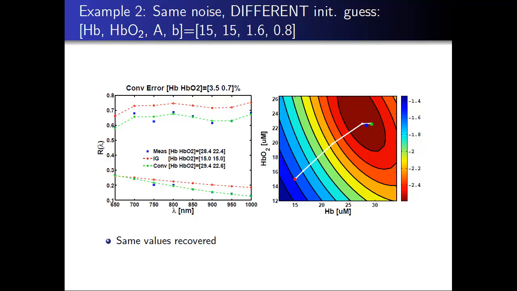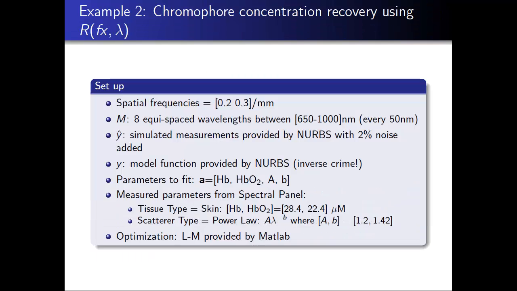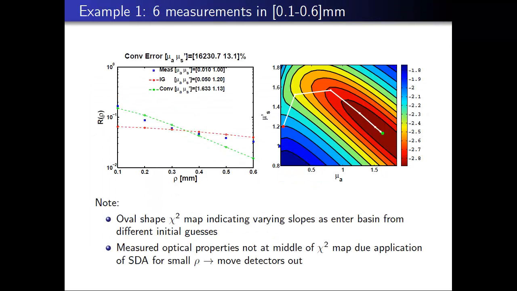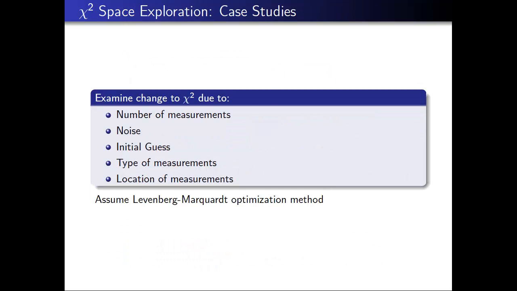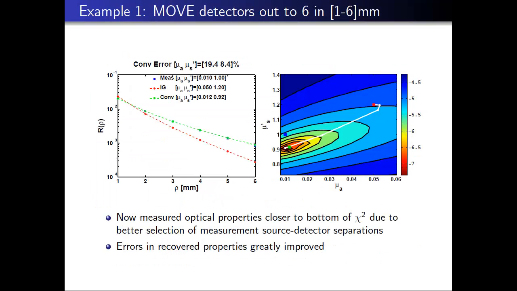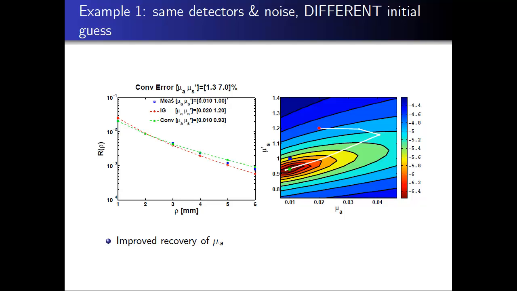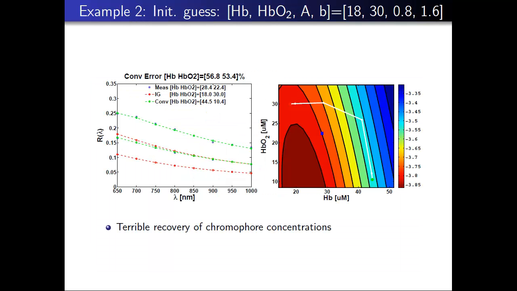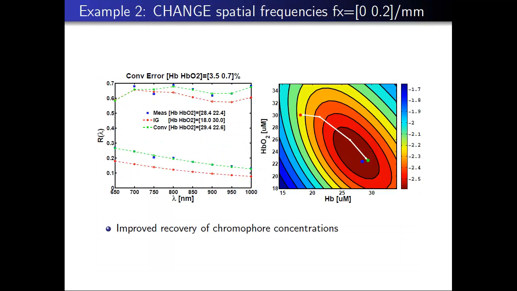Just curious, what was the change in spatial frequencies between the previous one and this one? The first one was 0.2 and 0.3. Okay. And in the second one, it was 0 and 0.2. So how does that affect the results? They seem to be on a similar scale, but one is 0 and 0.2, and the other is 0.2 and 0.3. Could you explain a little more how that affects it?